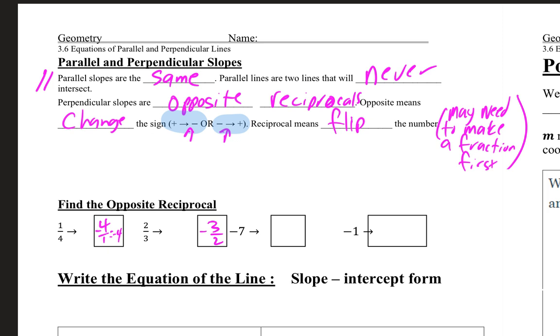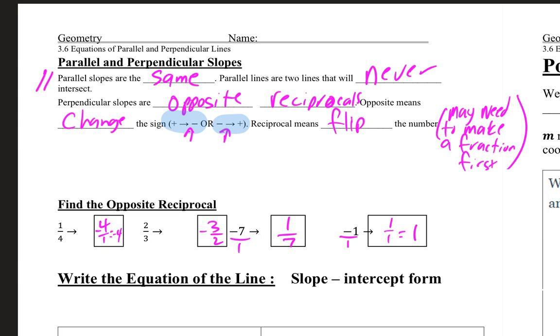Instead of negative 7, it's going to be positive 1 over 7, because that's a negative 7 over 1. Instead of negative 1, it's going to be positive 1, because instead of negative 1 over 1, it's going to be positive 1 over 1, which is equal to just 1. So that's what we need to remember.